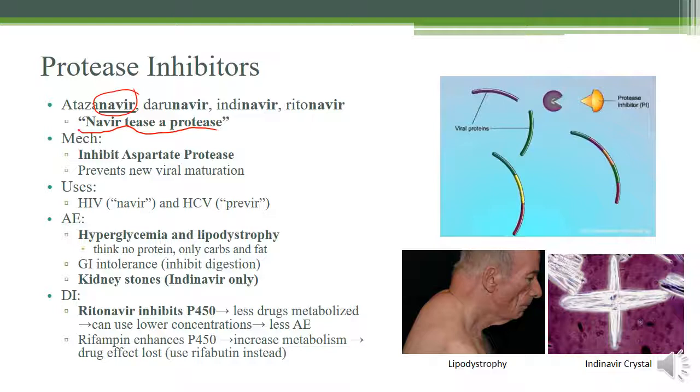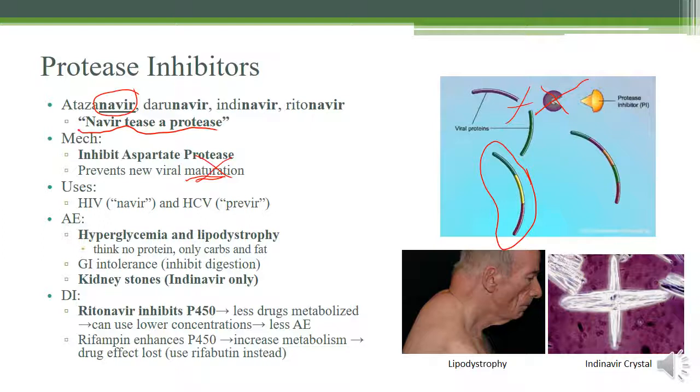If you can remember, the HIV makes these long polypeptide chains over here, and then the protease goes and cuts it up into little pieces that are used for the viral coat. If you have a protease inhibitor, you can inhibit the protease, and you can prevent the virus from making a coat, i.e. you can prevent the virus from maturation.